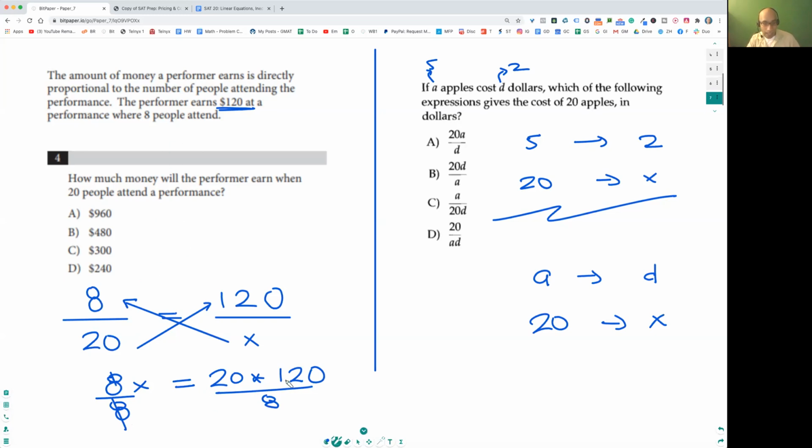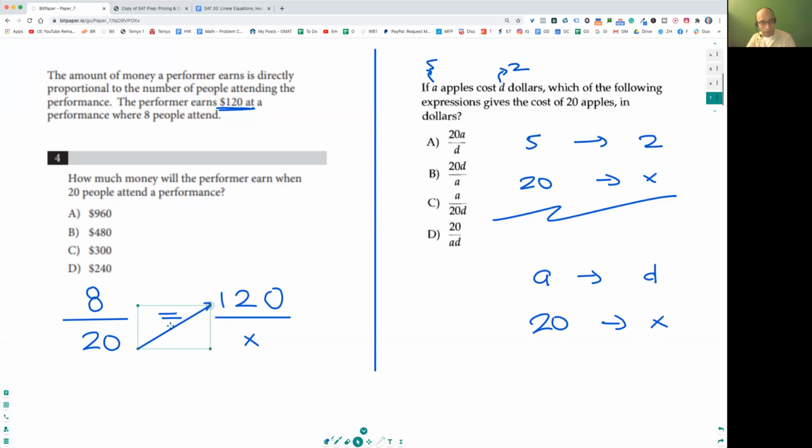Right? 20 times 120 divided by 8, and that gives you the value of 300, right? So that's why this is your correct answer. Remember, what we've done here is 2 steps. The first step is you're gonna write down the ratio. Remember, writing down the ratio is important.